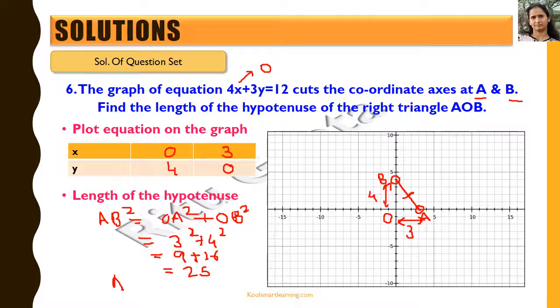So the length of the hypotenuse, which is AB, is the square root of 25, which is 5. So this is the solution for the question, where we needed to find out the length of the hypotenuse of the right angle triangle AOB, which is 5 units. It is important to write 5 units here.